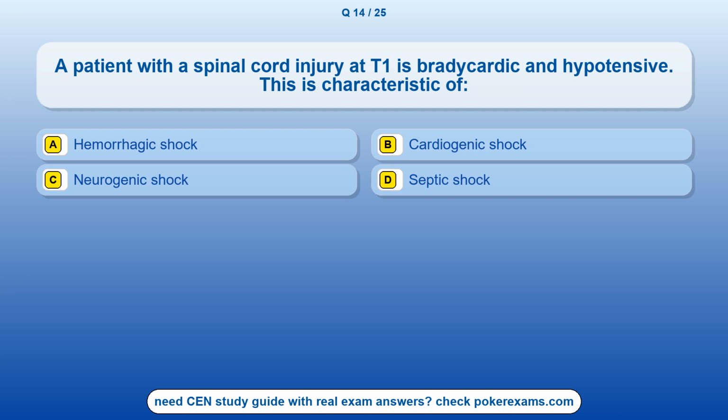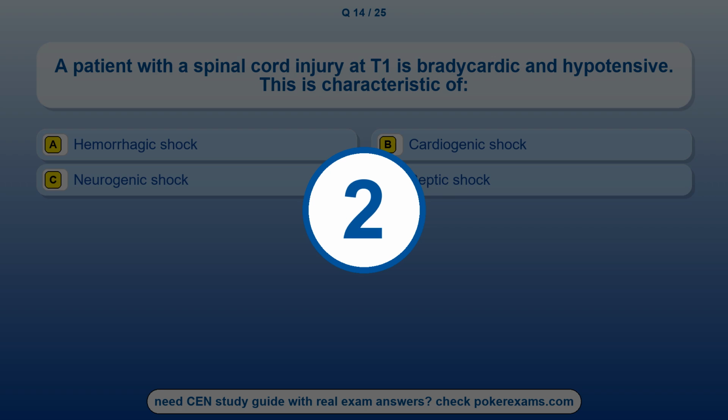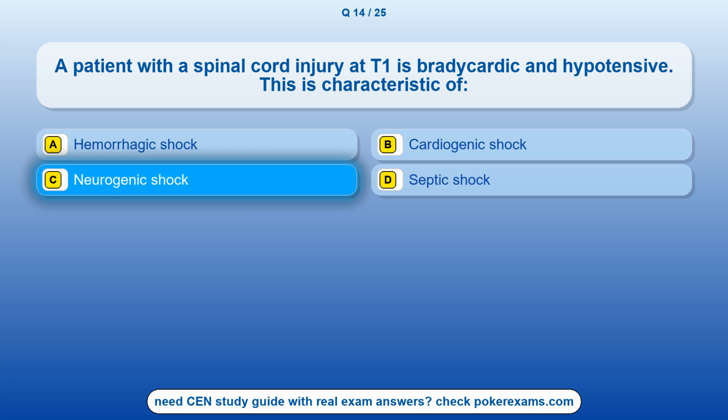Question 14. A patient with a spinal cord injury at T1 is bradycardic and hypotensive. This is characteristic of: Option A, hemorrhagic shock. Option B, cardiogenic shock. Option C, neurogenic shock. Option D, septic shock. The correct answer is option C, neurogenic shock.